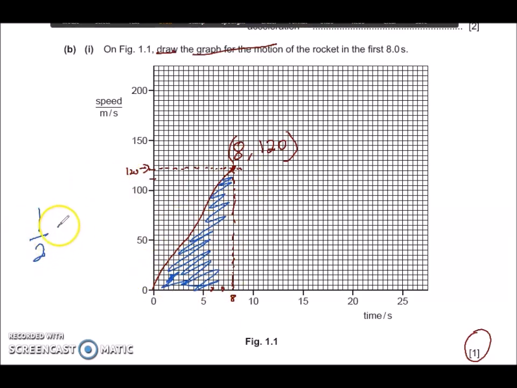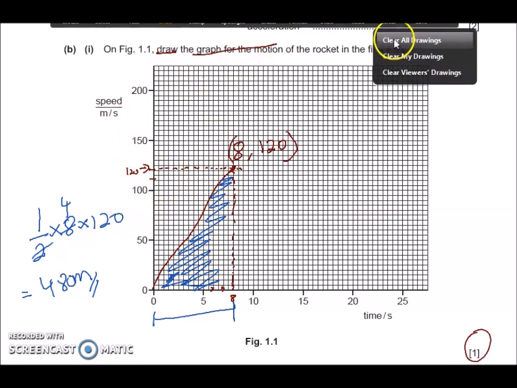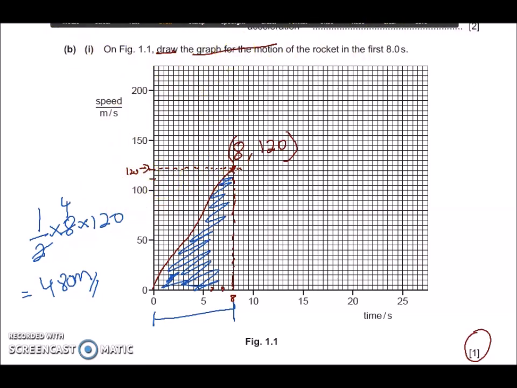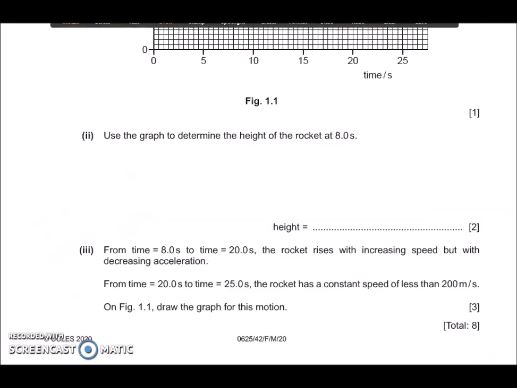1 over 2 times 8, this is the 8 and this is the 120. So we just have to calculate this. You see how much you are getting there? You got 480, yeah, so your height here will be 480 meters. This is the calculation for this. You okay? So the answer here will be 480 meters, as we discussed just now.